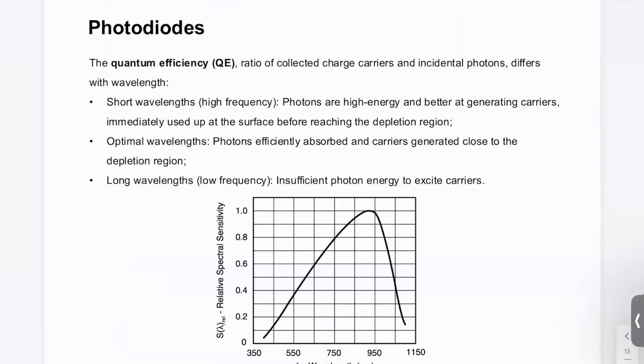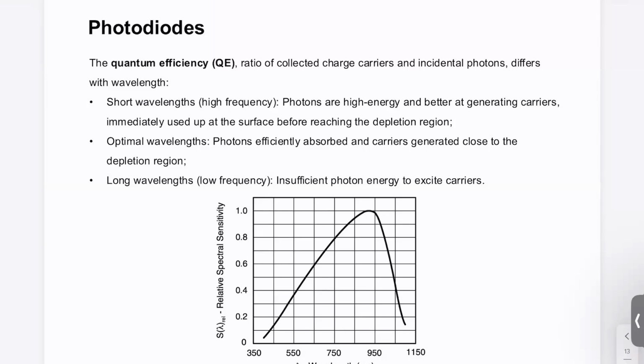And one of the most important characteristics of photodiodes is their quantum efficiency. That is their ability to convert photons into charge carriers, including electrons and holes. And this quantum efficiency depends on wavelength. So for very short wavelengths, that means high or low frequency? High frequency. For very short wavelengths, that means very high frequency.